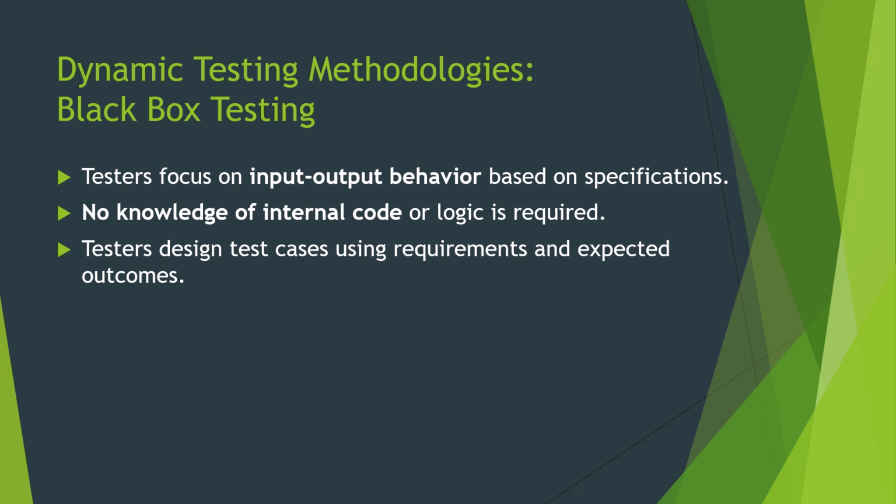And the second one is black box testing. Here we don't look at the code at all. We only test based on inputs and outputs. We give the system some data and see if the result is correct. For example, testing a login form by entering a username and password to check if access is granted. So it's called black box testing.